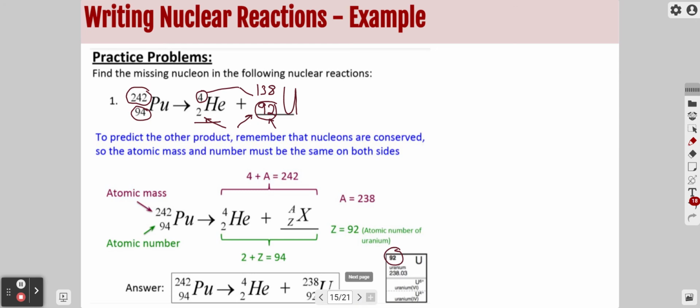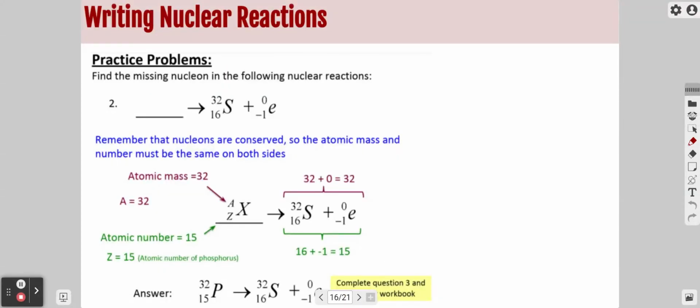There it is, 92. All right, find the missing nucleon in the following nuclear reaction. Okay, so it looks like we just have one substance that is decaying into these two substances. We've got sulfur and a beta particle. Now, this is where you've got to be careful. So our atomic numbers both have to add up to whatever atomic number is on the left-hand side. So 16 minus 1 gives you 15, right? So we have to have an atomic number of 15 over here. And then 32 plus 0 is just going to be 32.